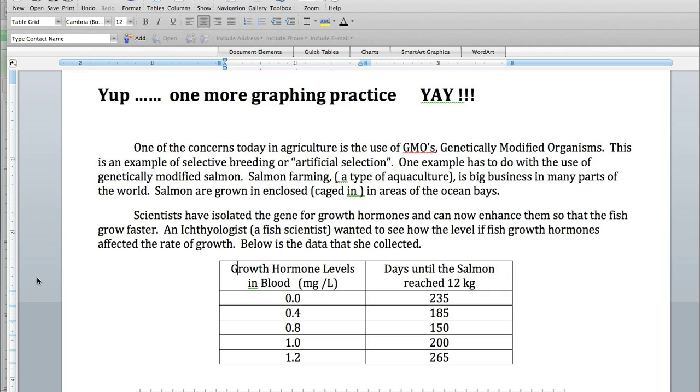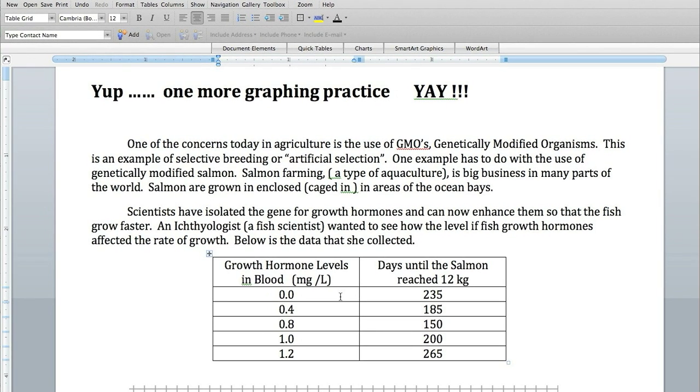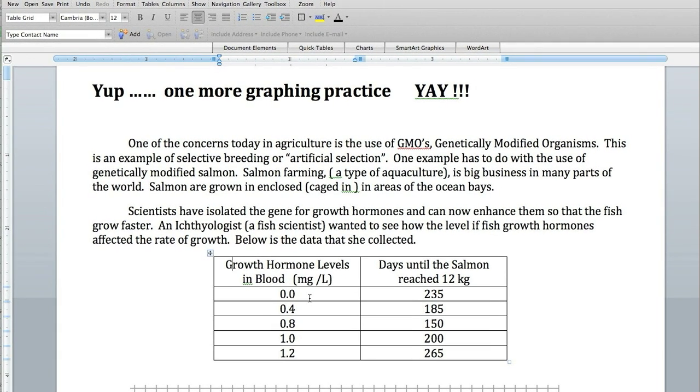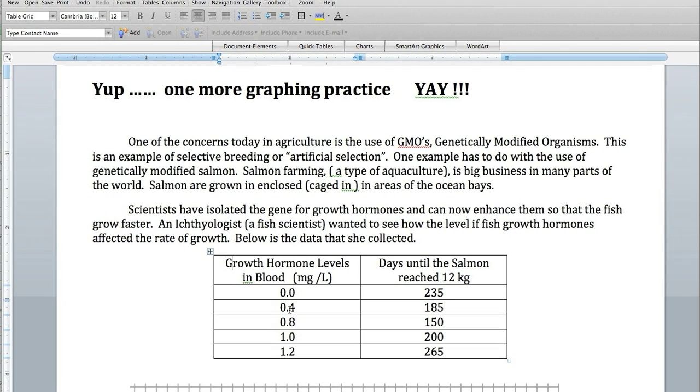The whole idea in growing salmon for aquaculture is to grow them as fast as you can and get them to market. And so the researcher wanted to see what effect growth hormone has on the growth rate, and they want to try to speed it up as much as they can. And so he set up a situation where some of them got hormone and some didn't get any.